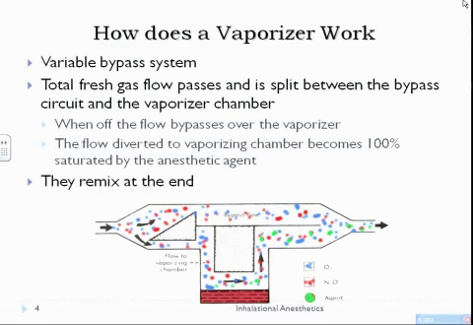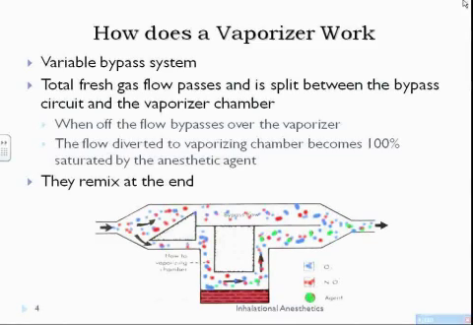Let's say we want to deliver 1% of halothane. So I turn my dial to 1%. If I'm running 10 liters per minute through the vaporizer, 1% of that 10 liters is going to actually go into the vaporizer system. When it comes back out, it's at 100% concentration, but when it comes to the other end, it dilutes itself back to 1%. That's how it works. That's what's called variable bypass.